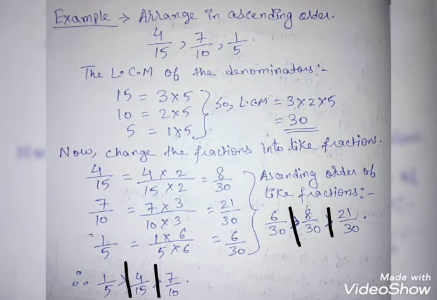I have shown the ascending order arrangement. You can do the same thing and you can arrange it in descending order also. The calculation and the method will be same, only you have to arrange in descending order. It means you have to arrange from biggest to smallest. So this was the calculation.